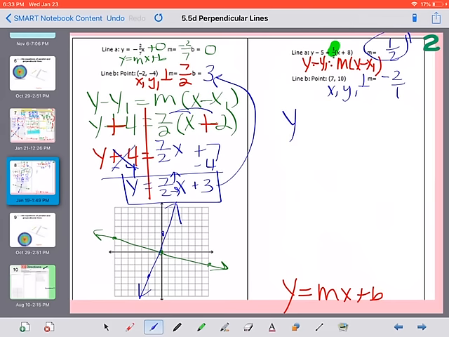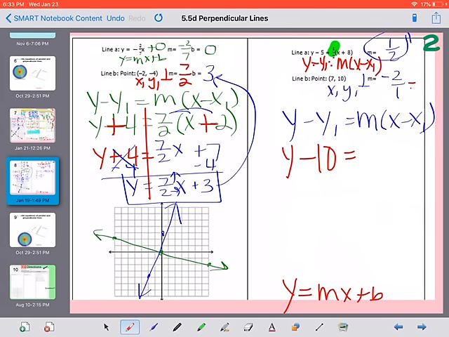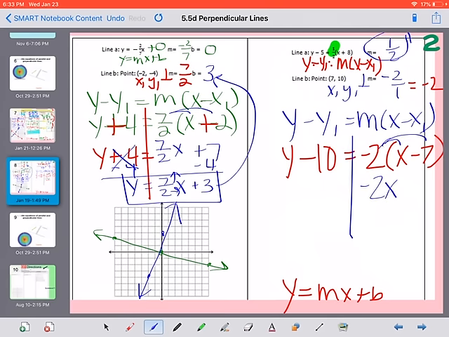So let's plug everything into our equation, y minus y1, and then slope x minus x1. So we have y minus y1, which is 10, equal to our slope, which is negative 2 over 1, which is negative 2. And then x minus x1, which is 7. So we solve for y. Negative 2 times x is negative 2x. Be careful with the second part. A negative times a negative makes a positive. 2 times 7 is 14. And last step, opposite of subtracting 10 is adding 10.